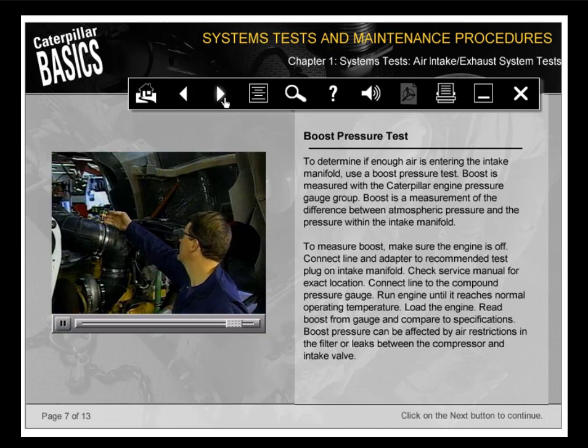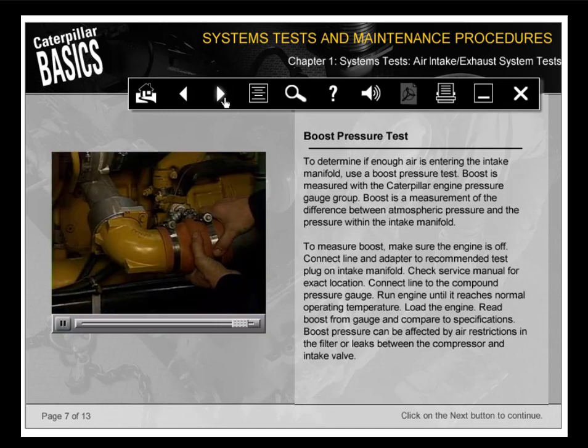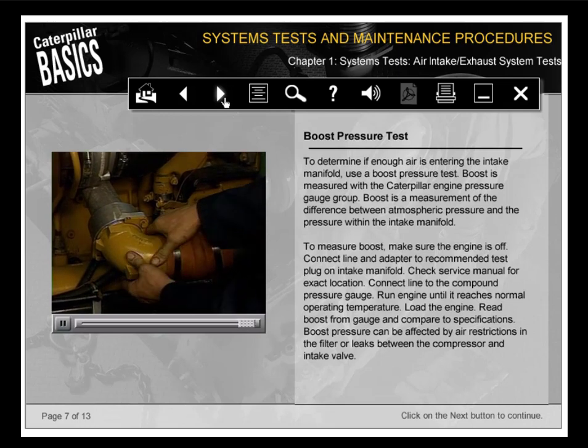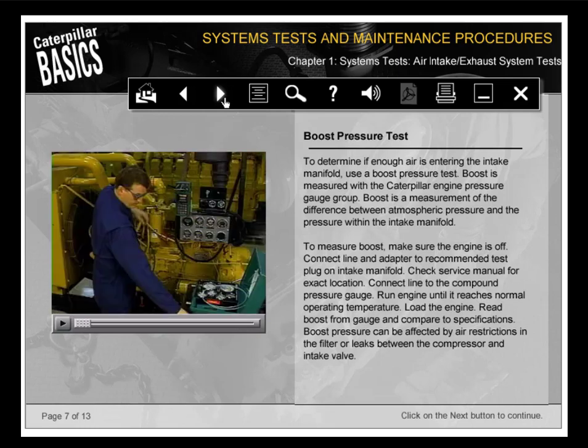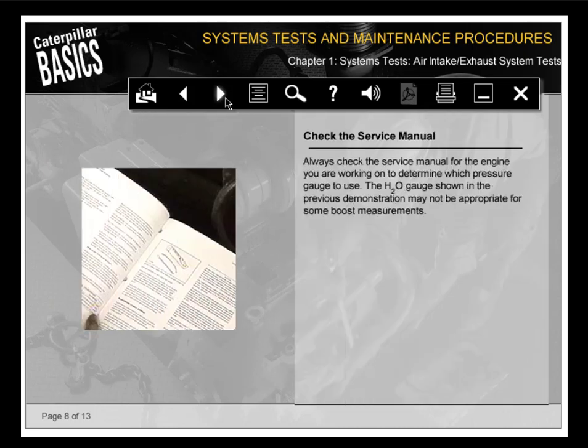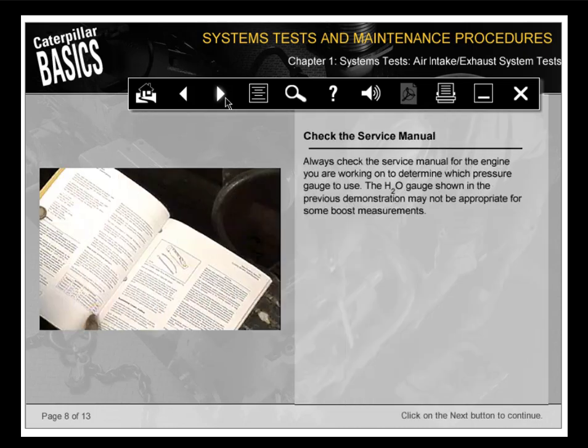Boost pressure can be affected by air restrictions in the filter or leaks between the compressor and intake valve. Always check the service manual for the engine you're working on to determine which pressure gauge to use. The H2O gauge, shown in the previous demonstration, may not be appropriate for some boost measurements.